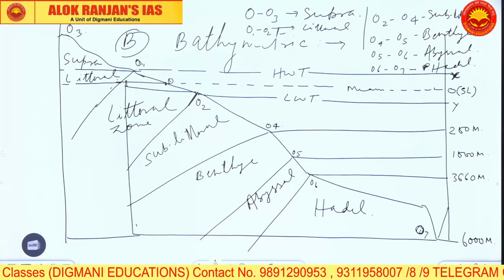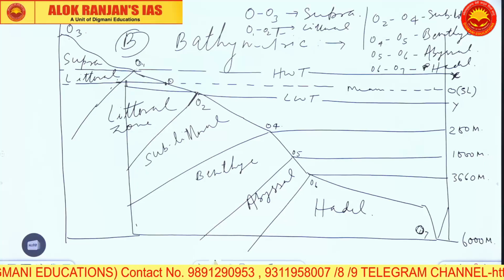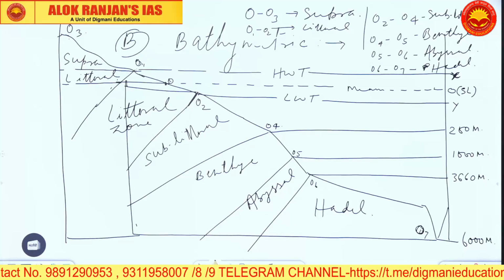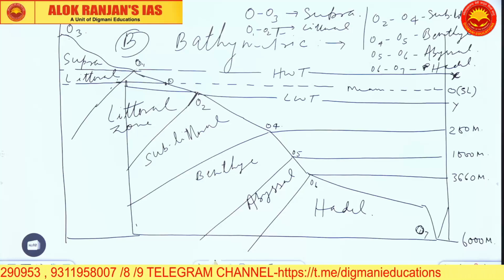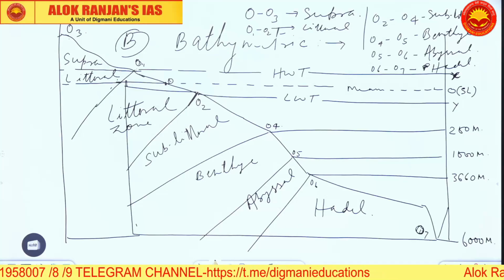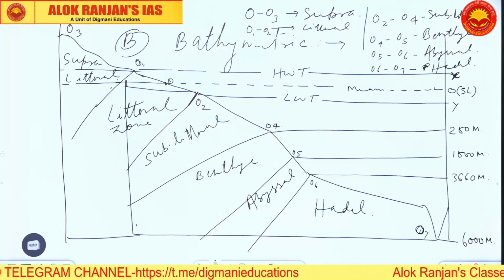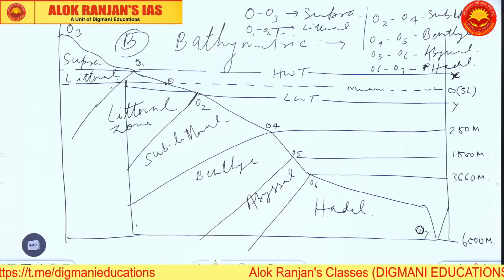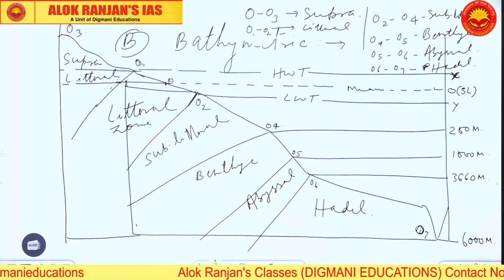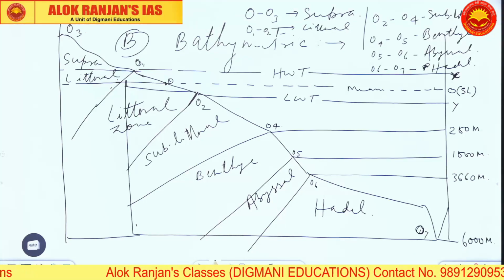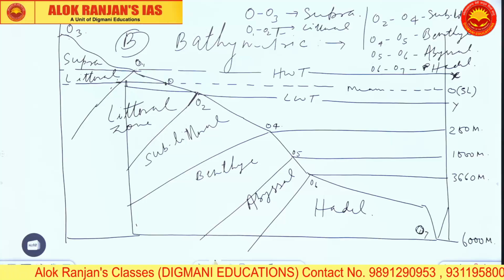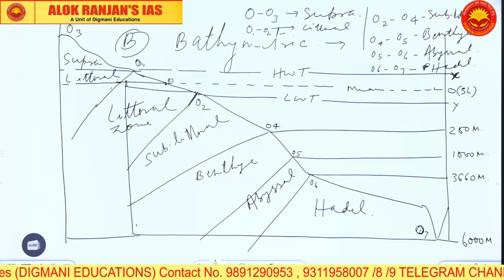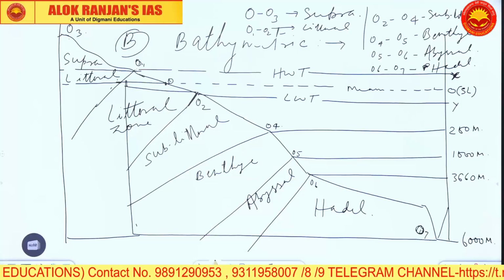So O to O3, देख लो अच्छे से. O is the sea level, O3 is that higher point, the coastline, part of the coast. So that is your supralittoral. सुप्रालिटोरल को समझो. In supralittoral some part will be exposed always and some part can be submerged by the oceanic tides and waves. That's your supra. Littoral means the coastal area between the high water tide and the low water tide.